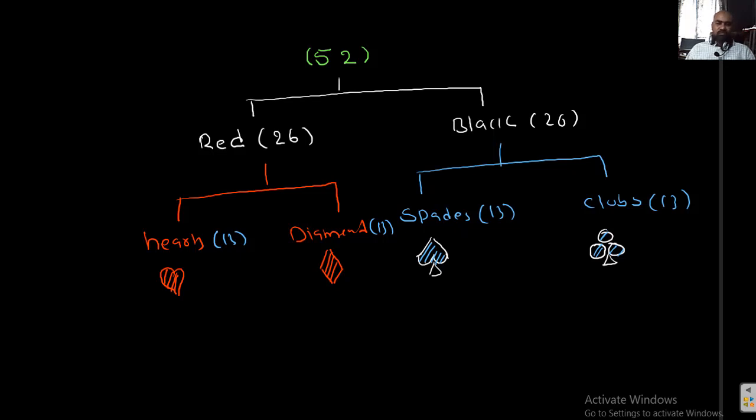In other words, I can say that a pack of 52 cards is divided into 4 suits, 13 each. This is one suit, this is another suit, this is another suit, this is another suit. So 13 each. One suit is named hearts, another suit diamonds, another suit spades, another suit clubs.